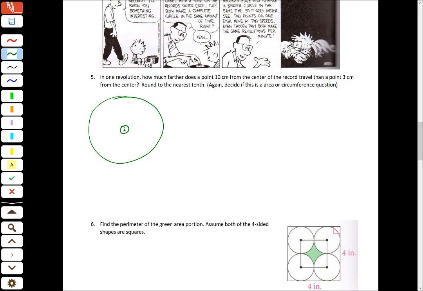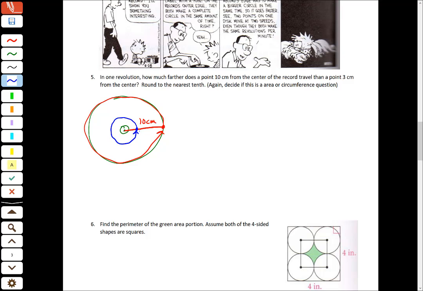So I have this record here, and there's the center. Let's say from the center out here, this is a point that's 10 centimeters, and when it travels, it's going to go around this path, all the way around. Now I have another point, let's say that's 3 centimeters, and when it travels, it's just going to go around this path. The point of the problem is those two paths are very different in length. So you just need to find both lengths and then see what the difference is.